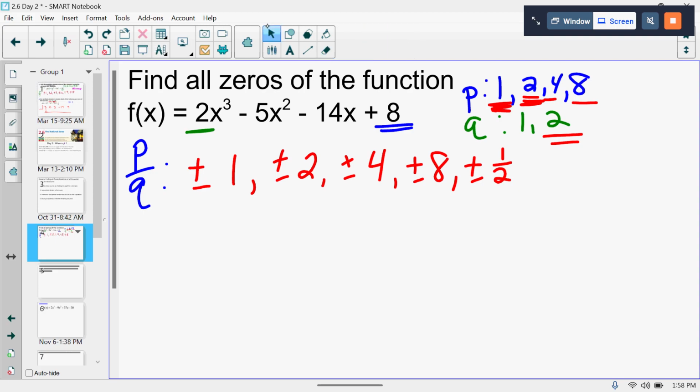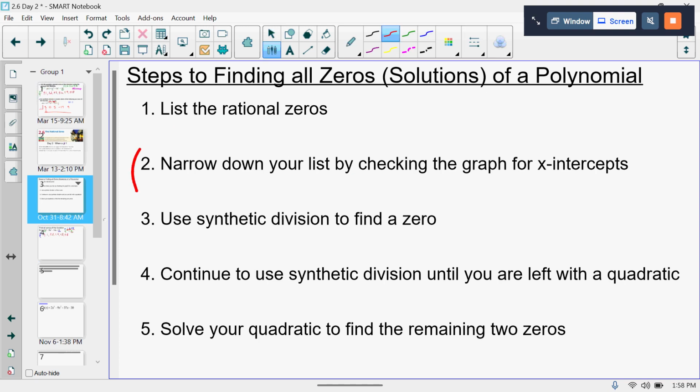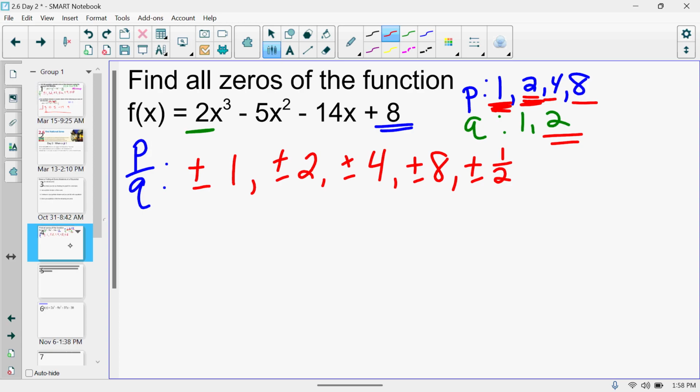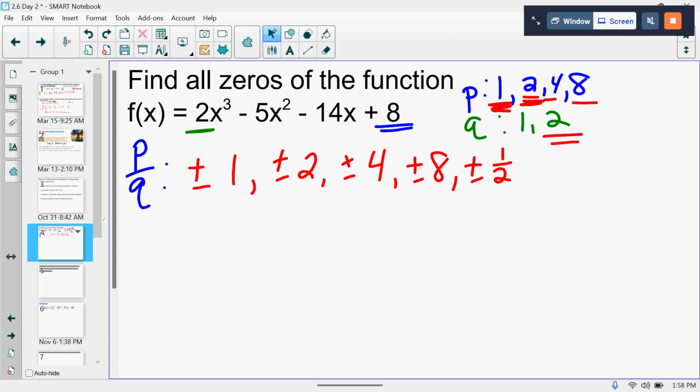Now, remember, we don't want to do synthetic division with all those possibilities. That's 10 possible answers, right? Because maybe it crosses the x-axis at 1, maybe at -1, +2, -2. We can't sit here and do that many rounds of synthetic division until we find the right answer. That'd be too much work. So that's why step 2, remember, is that we're going to narrow down our list, to see which ones of these look like they might be correct by looking at the graphs.